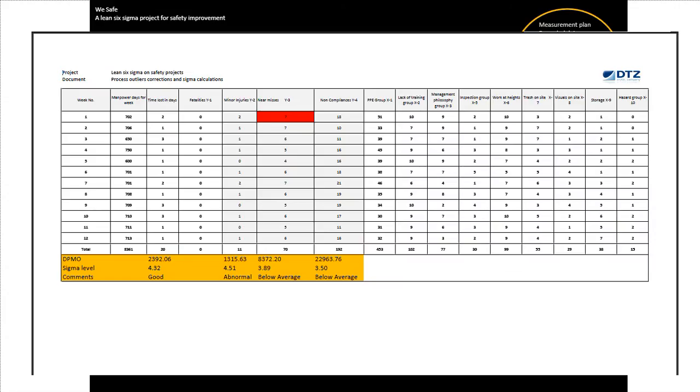Calculating our sigma levels, we realize that our performance is fair in lost time injury rate and minor injuries. However, we are not so good at near misses and non-compliances. This calculation forms our benchmark for future references and marks the point of improvement. The next phase is our analyze phase.